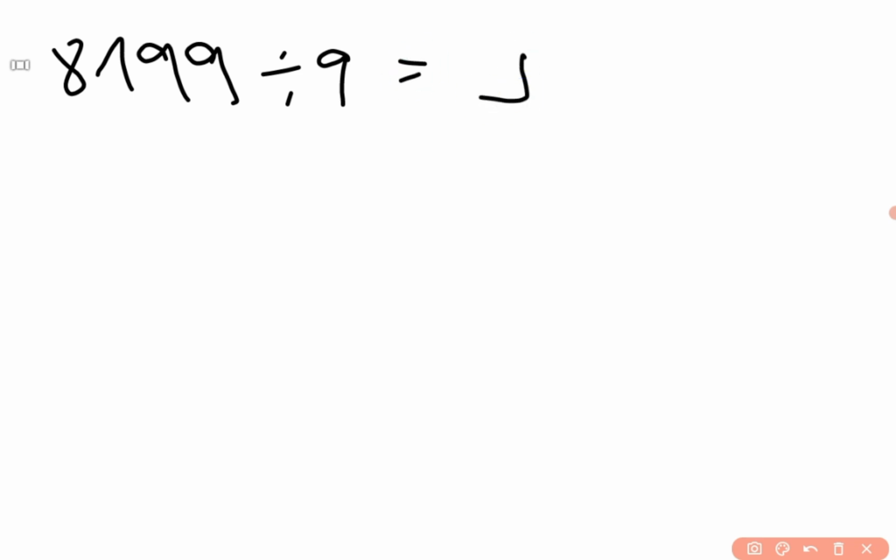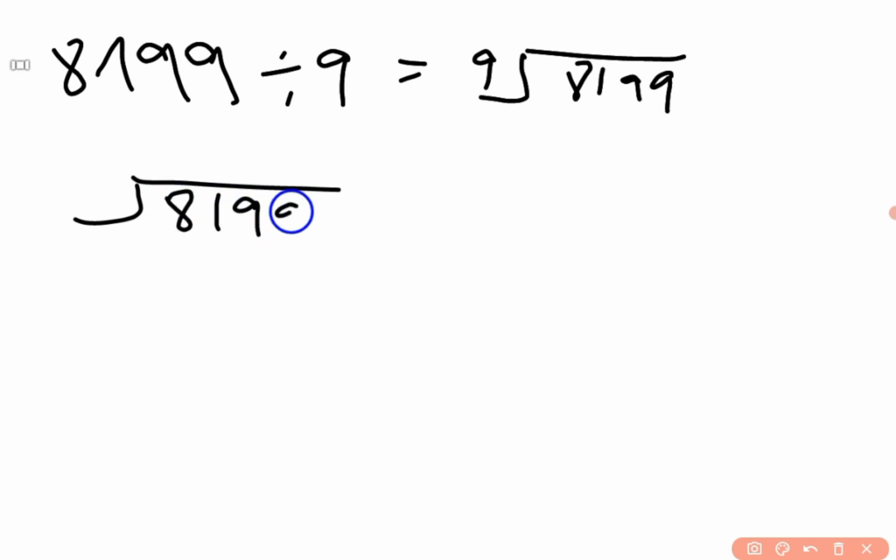So now we'll take something like 8199 divided by 9. So let's do that. Now this is the same as 8199 divided by 9. So you put times here.